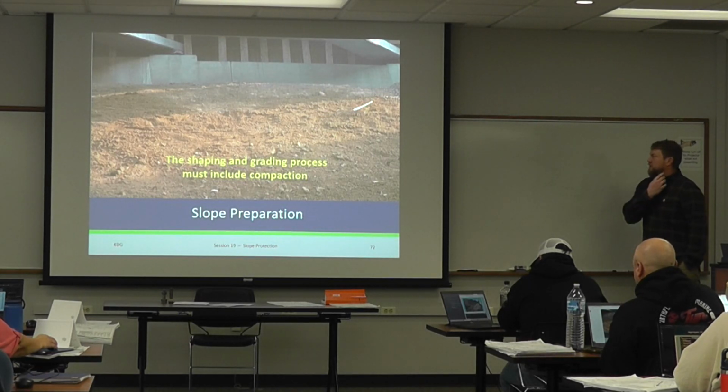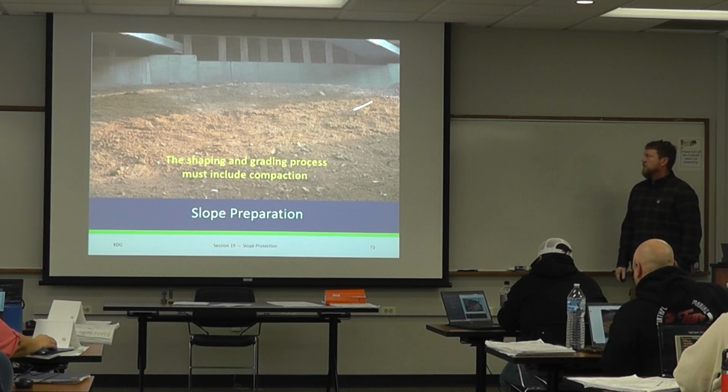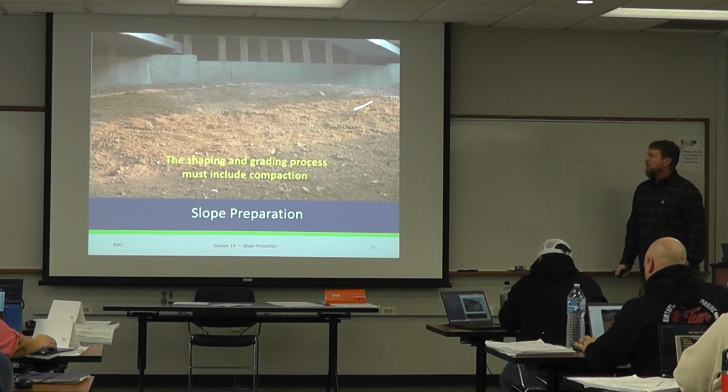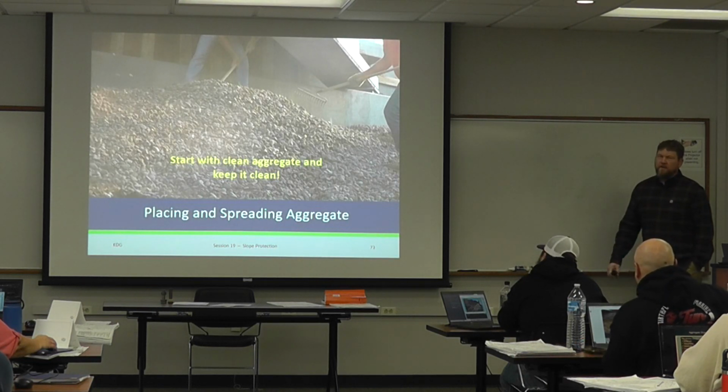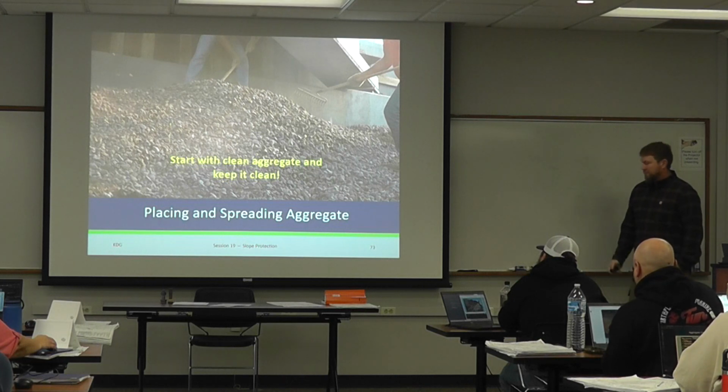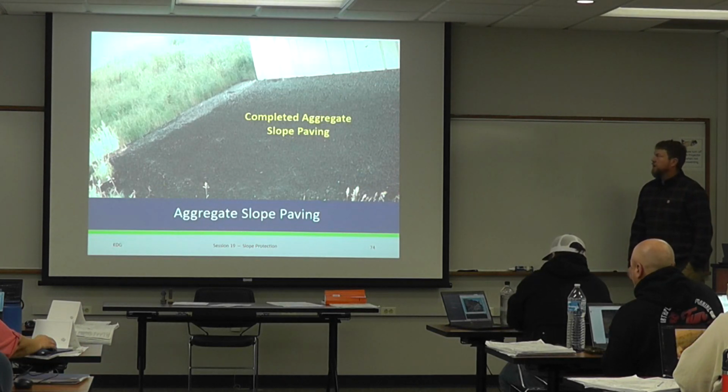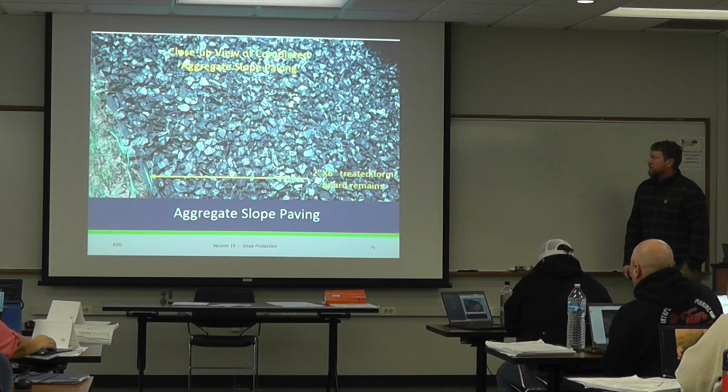So here's just a photo of the shaping and grading process being worked on. We want to make sure it's compacted as well. This looks like it's being graded by hand at that point. We want to make sure we're starting with clean aggregate and try to keep it clean. And then here's the completed picture. It may be hard to see, but there's that 2x6 that sets the delineation.